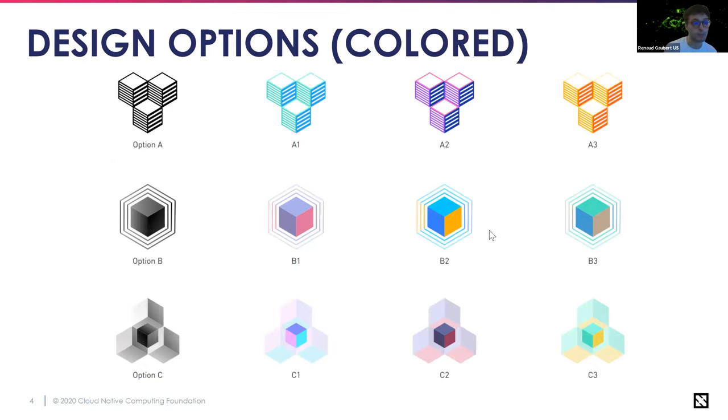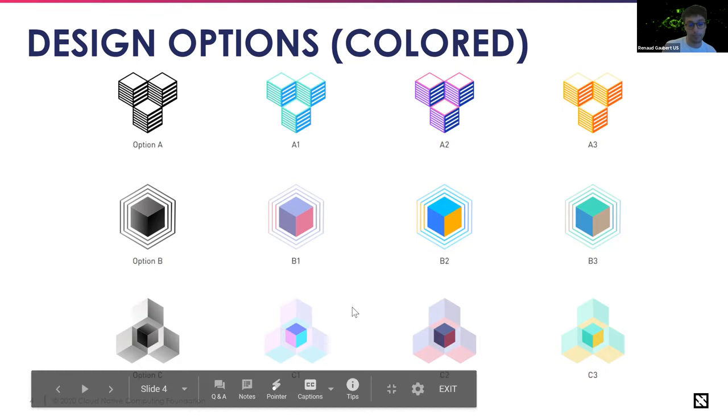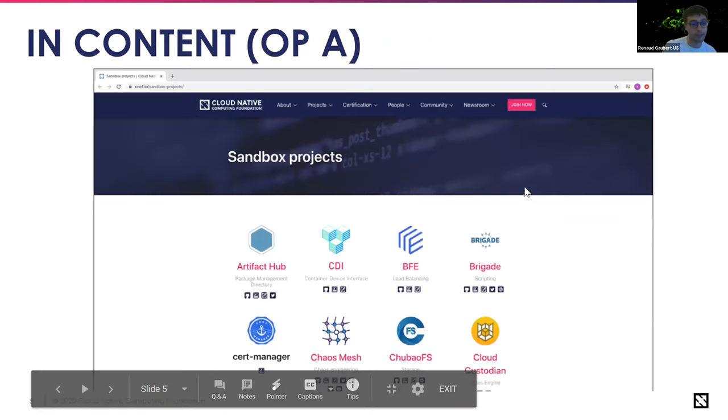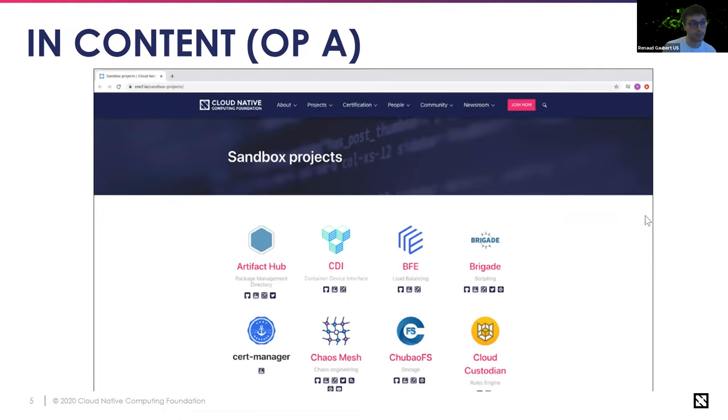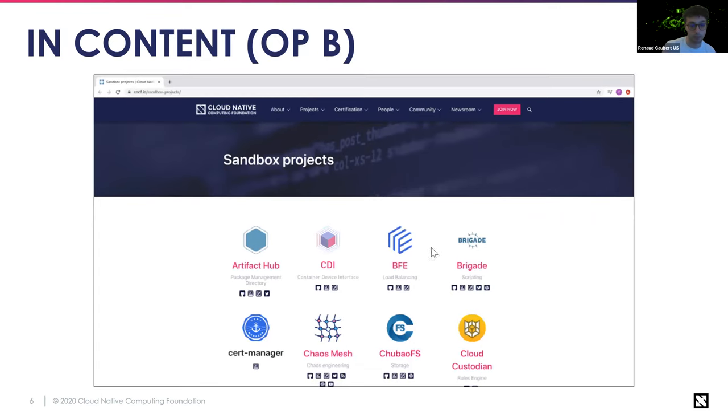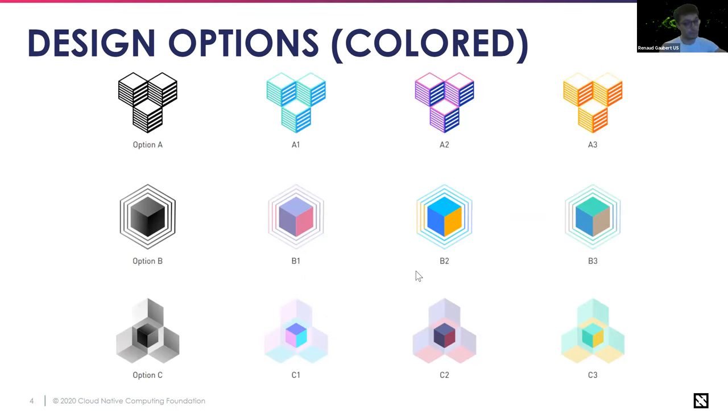Out of these three options, they tried to color it. And so you can see the different colors here. And they gave an example of how it would look if CDI actually became one of the projects that you see in the cloud native on the CNCF website. So this is option A, this is option B, and this is option C. And I'm going to pause more on this one and let everyone just look at them and have this sink in a little bit.